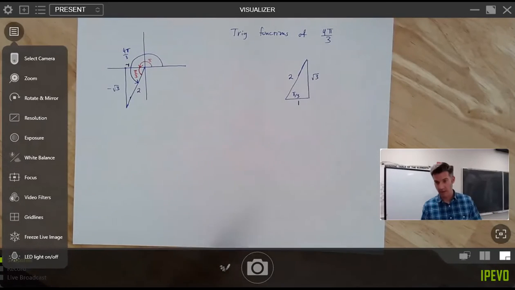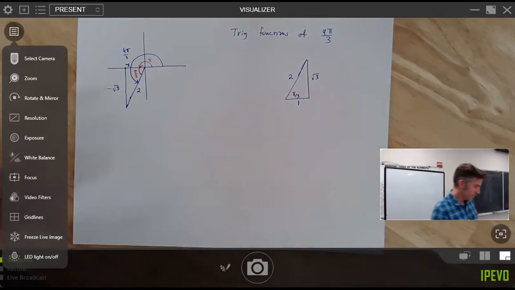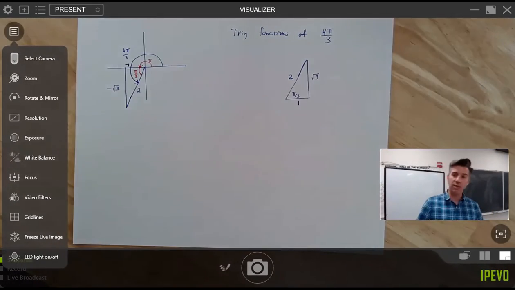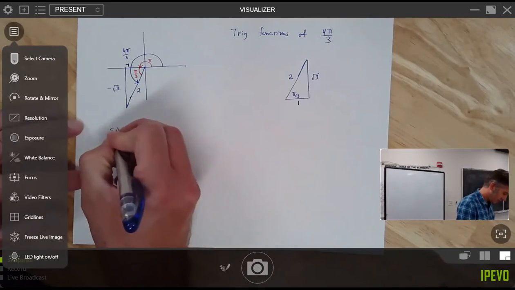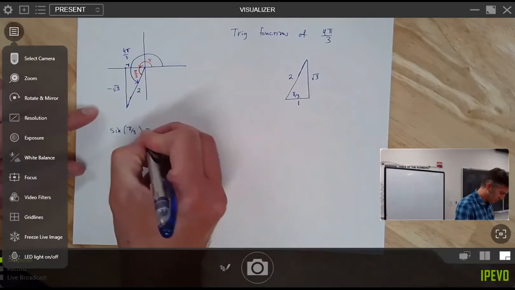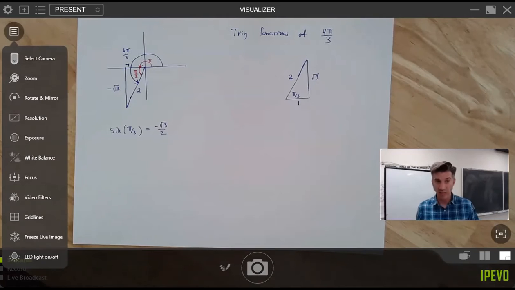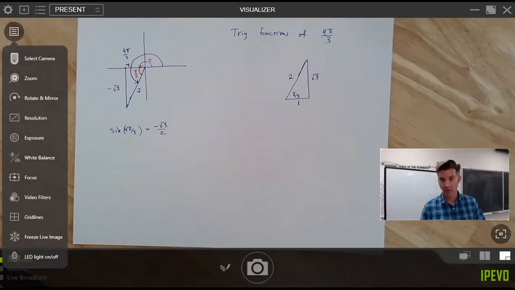And the hypotenuse is always positive. Essentially, the hypotenuse is considered to be the radial distance from the origin. So it's always a positive number. Whereas these have a direction, left or right or up and down. Left is negative, right is positive, up is positive, down is negative. So here, we can find sine of 4 pi over 3. It's just going to be opposite over hypotenuse, which is negative root 3 over 2.